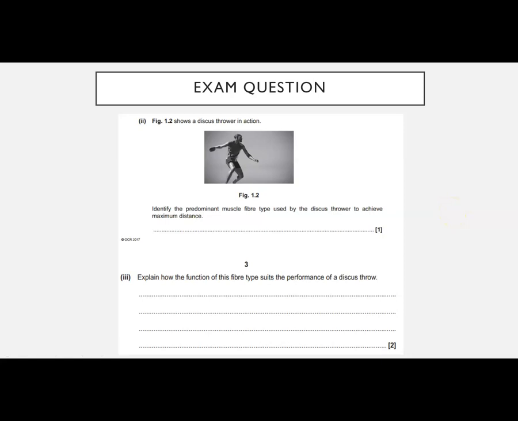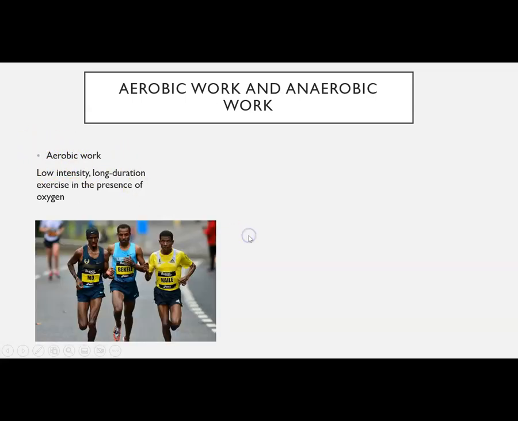So first of all, we need to discuss what aerobic work actually is. Aerobic work is low intensity, long duration exercise in the presence of oxygen. Okay, aerobic, air, oxygen's in the air, think of it like that. An example of a sport that would use the aerobic energy system and work aerobically is marathon running.